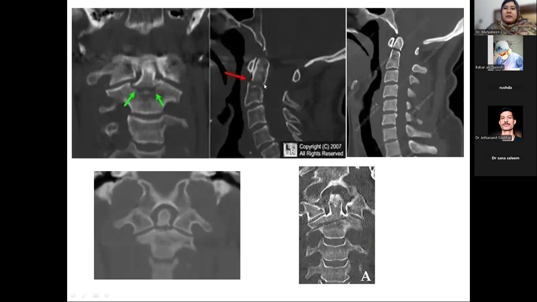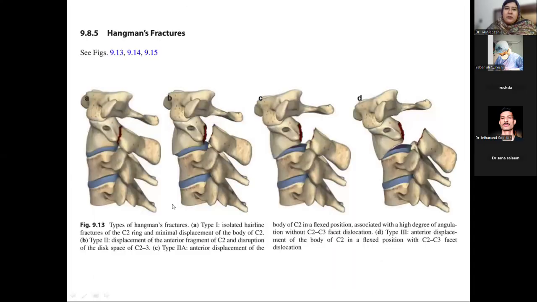Again, look, on this mid sagittal you cannot actually say whether this is type 2 or type 3. Whenever you see it, you can obviously say that there is a fracture of the odontoid, but what kind it is, you have to see the coronal. So this is very important. Now this is a CT scan of this patient, and this is a CT scan of this patient. So it's very important that you should see the coronal cuts.